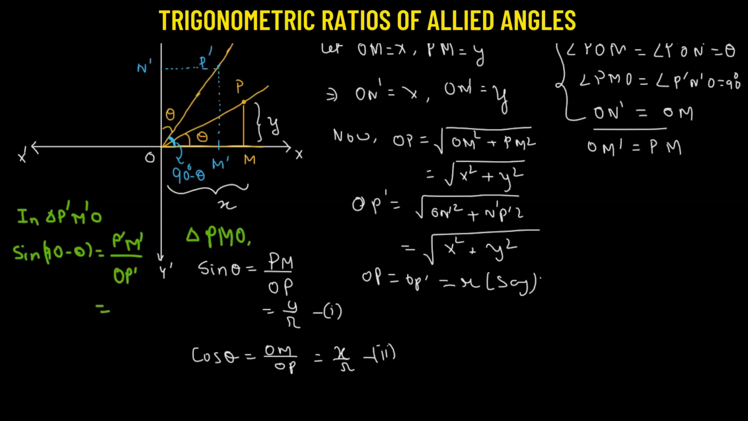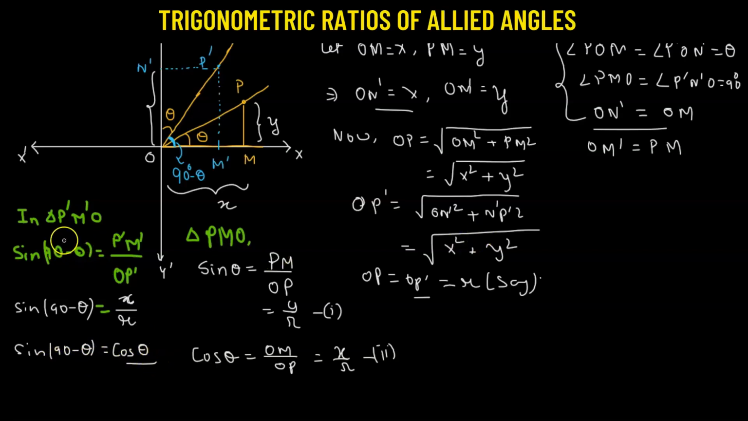Now what's P prime M prime? This side is equal to ON prime, and this value we have already defined as X. So we have X divided by OP prime, and we have already defined OP prime as R. So sine of 90 degrees minus theta is equal to X divided by R. But according to equation 2, X divided by R is cosine theta. So sine 90 minus theta is equivalent to cosine theta. 90 minus theta is the allied angle of theta. In terms of theta, we get cosine theta.